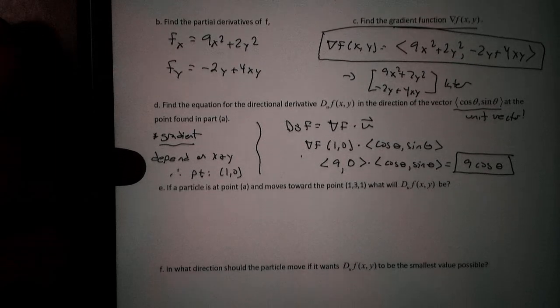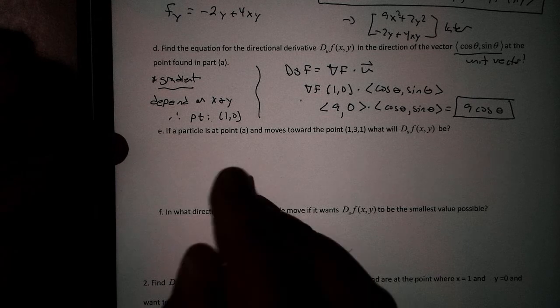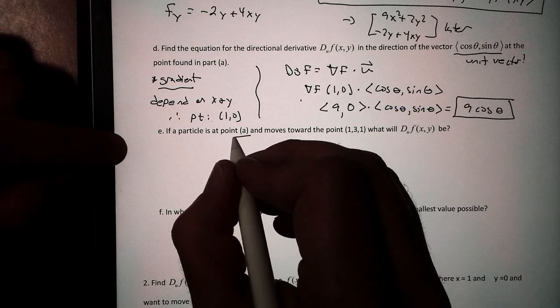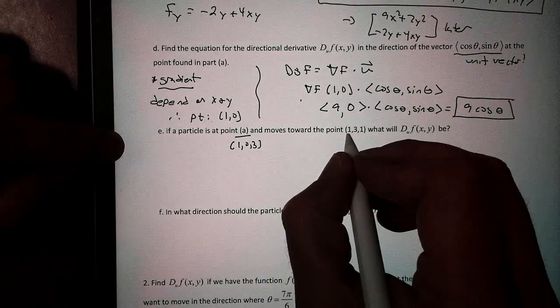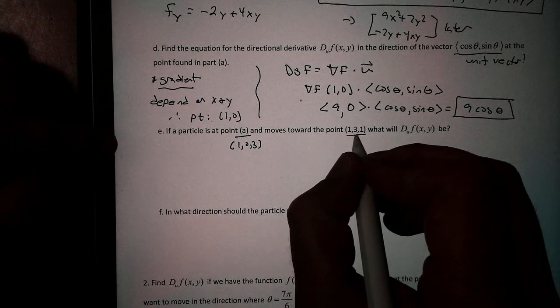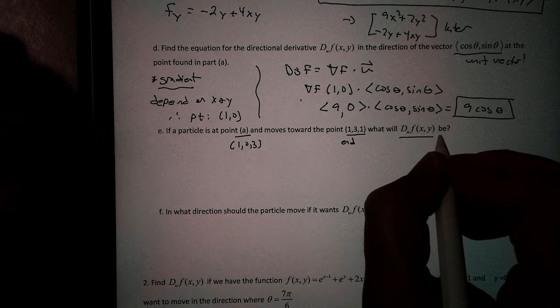All right. So for part E, we're mathematicians, we love the part T. If the particle is at point A, which remember is the point 1, 0, 3, and it's moving to the point 1, 3, 1. This is where we're going to end. What will our directional derivative be in this case?